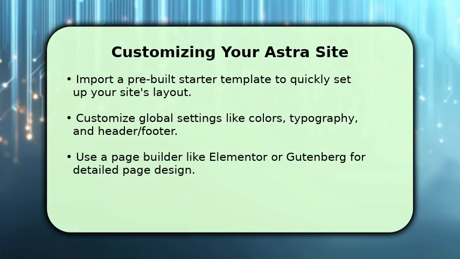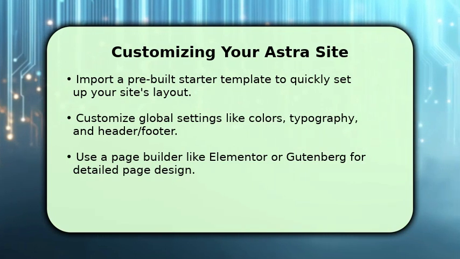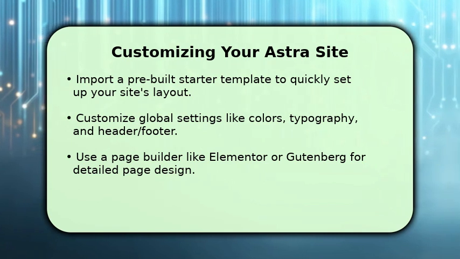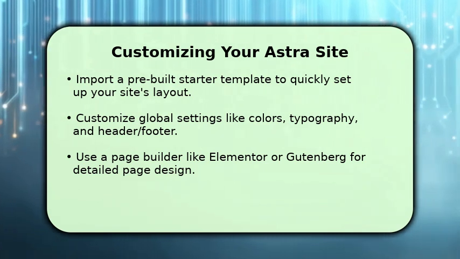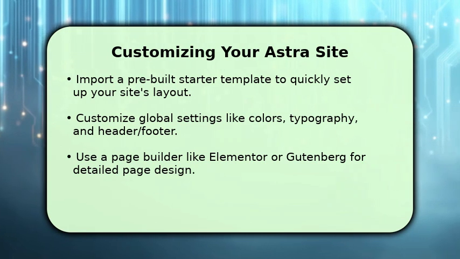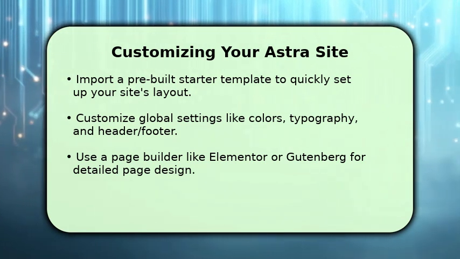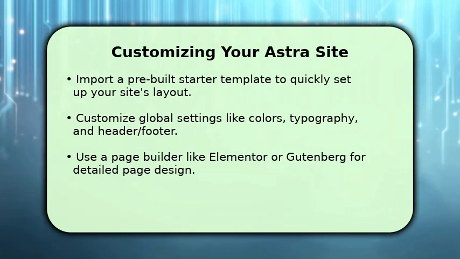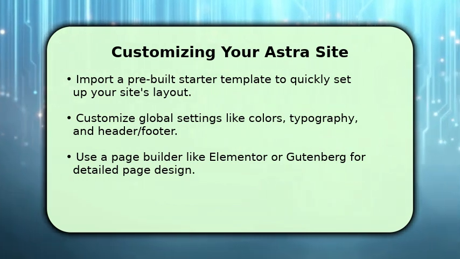With Astra active, you can begin customizing. If you installed the Starter Templates plugin, you can import a full demo site with one click, saving you hours of design work. Then, head to Appearance and Customize to adjust global settings such as your site's logo, colors, and fonts. You can also modify header and footer layouts.